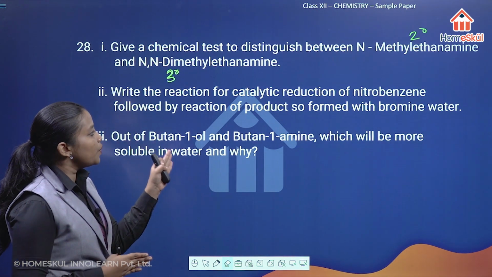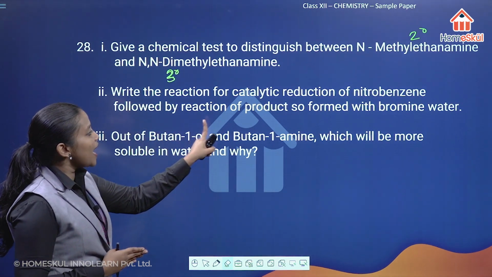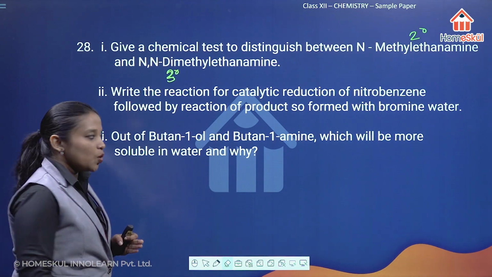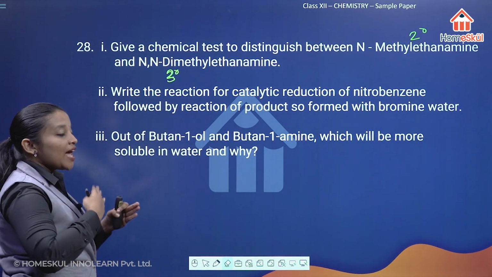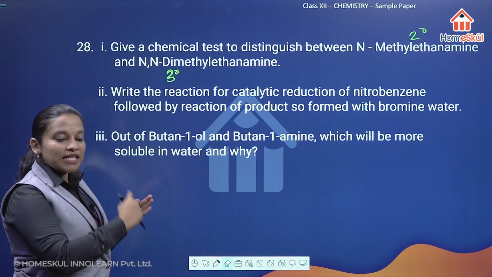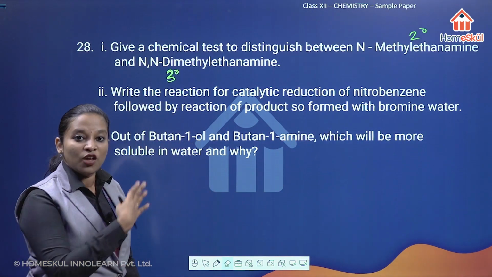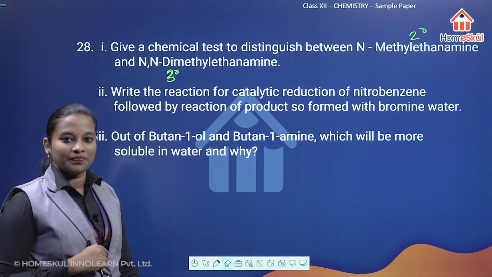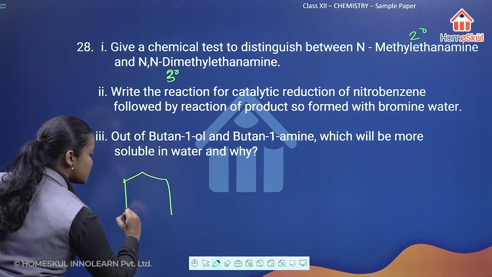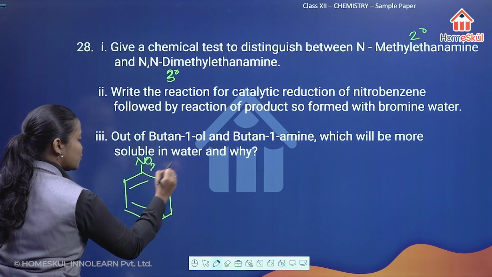The second question: write the reaction for catalytic reduction of nitrobenzene followed by reaction of the product so formed with bromine water. We have to write the reaction of catalytic reduction of nitrobenzene, then that product reacts with the bromine water, and we have to write the final product of these reactions. Let's see. First one, nitrobenzene. Let's write the nitrobenzene. Yes, this is nitrobenzene, NO2.